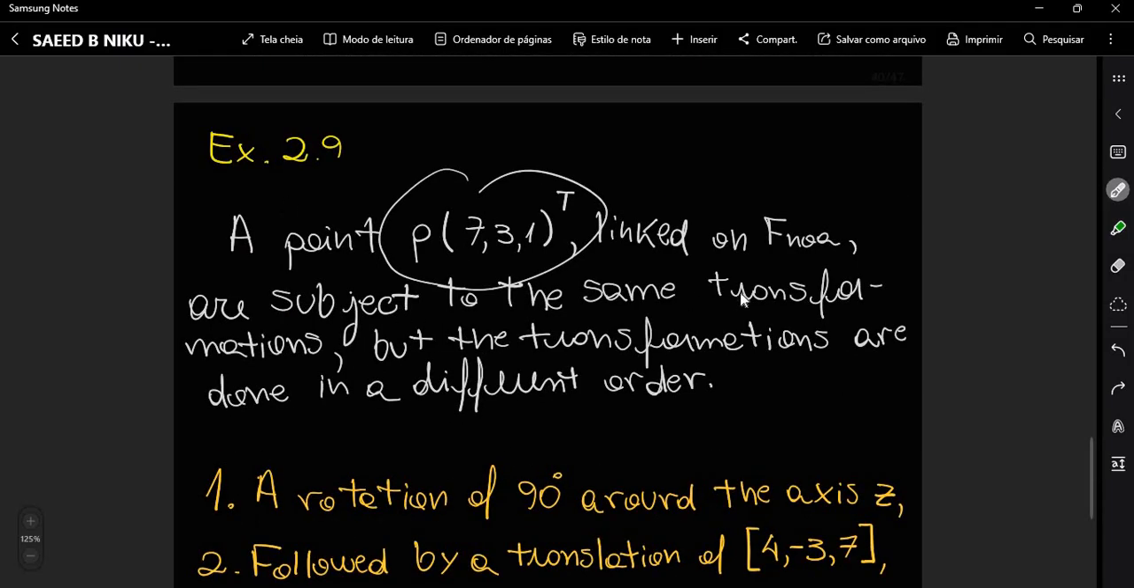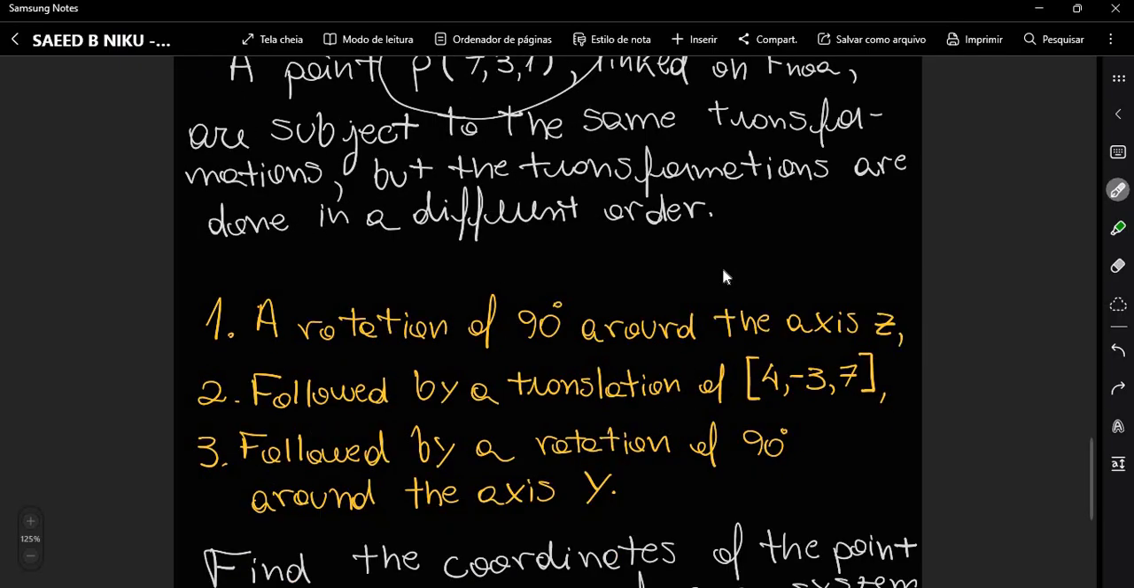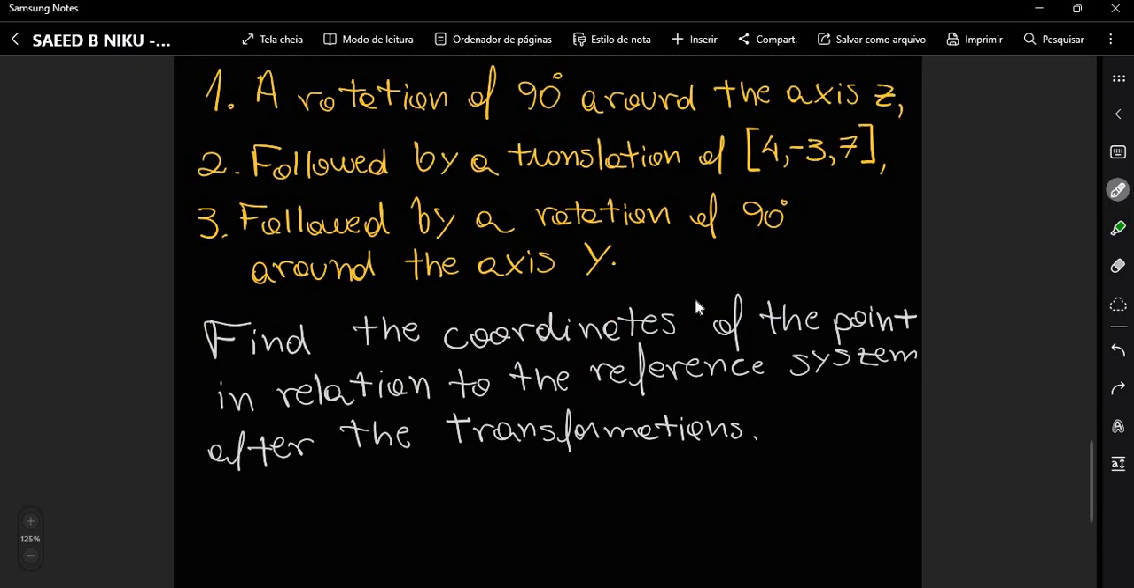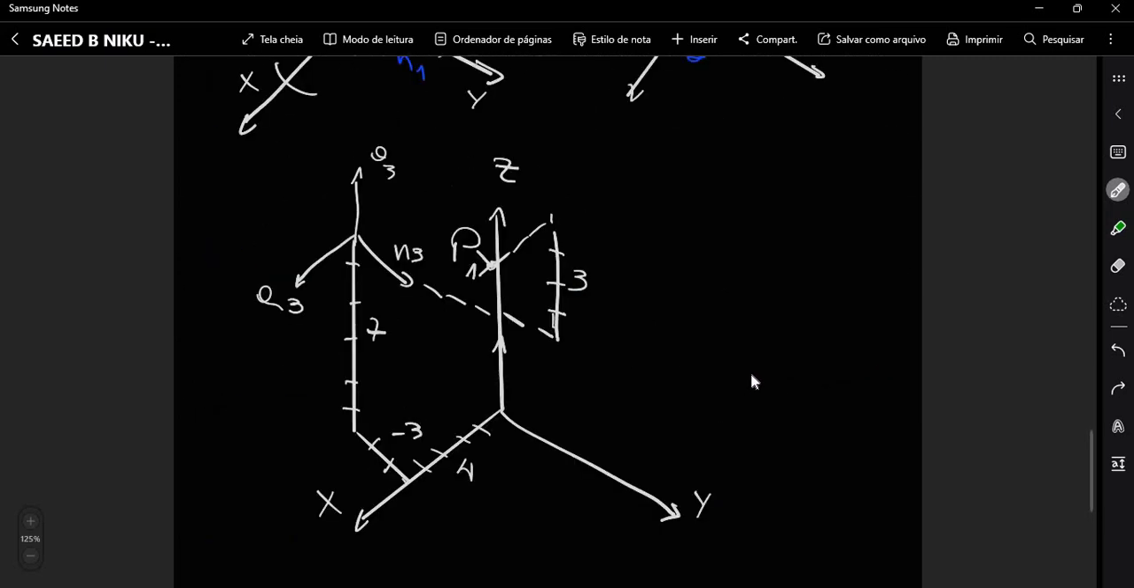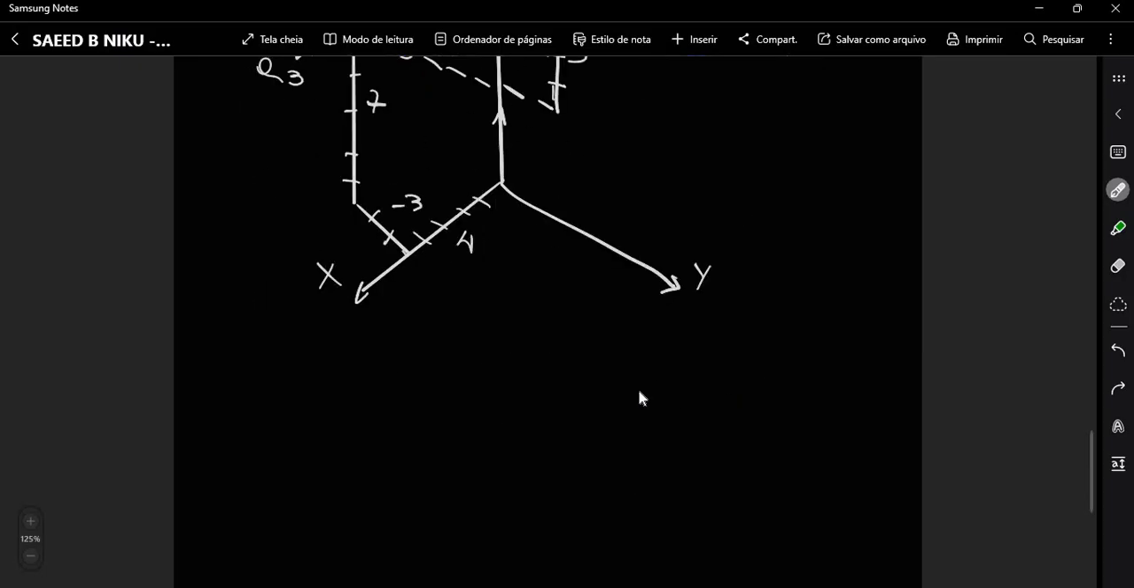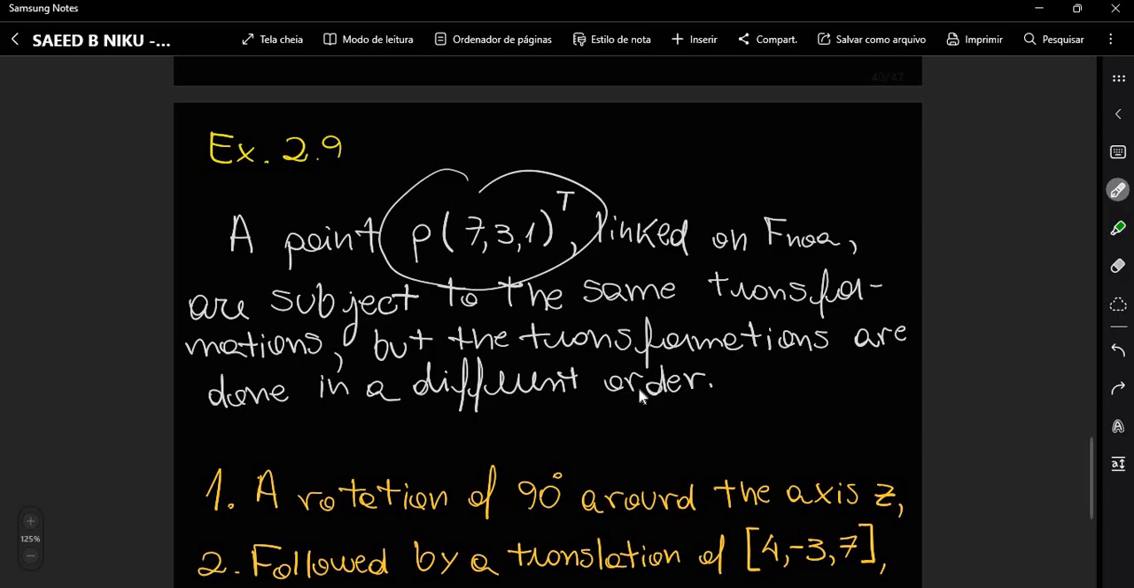But in this example that we are about to solve, we change the order of the transformations, and you will see that this changes the whole scenario: the final orientation and position that we get is totally different. Okay, so let's solve this.